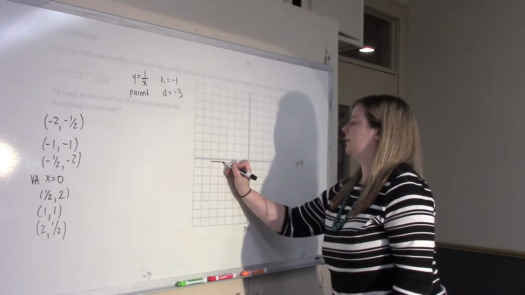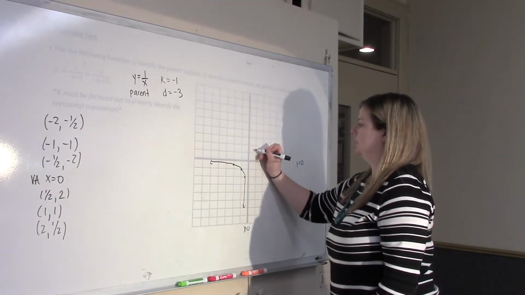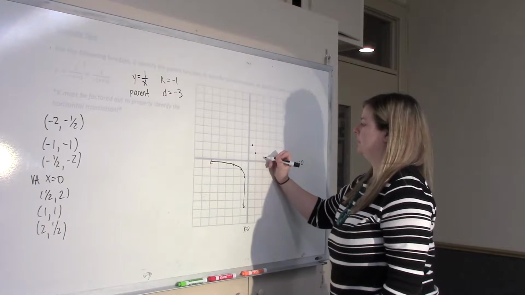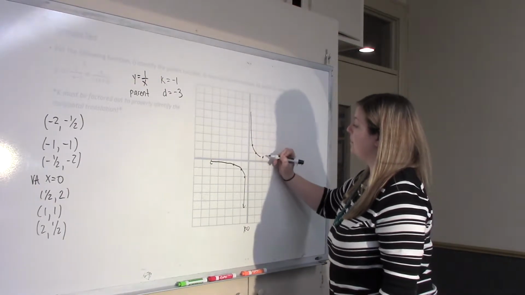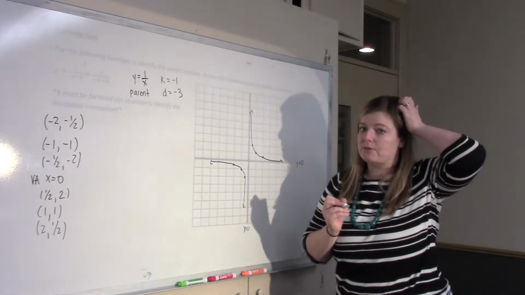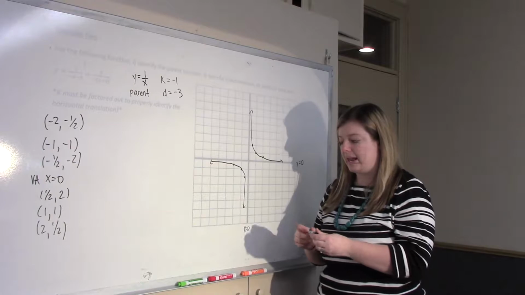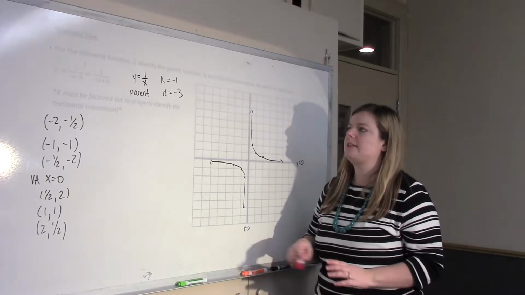Okay, and that gives us a nice curve like this. So these are the 6 points plus the 2 asymptotes that I recommend you always use for 1 over x, and then any of the transformations of 1 over x. All right, so let's do this.